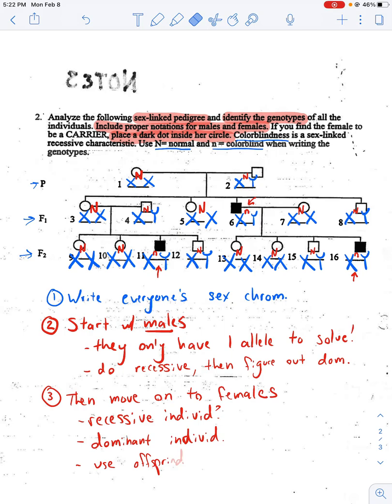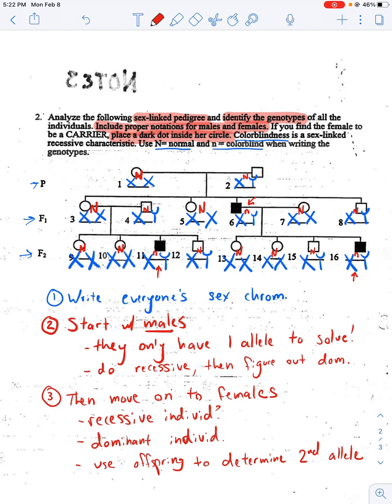Oops, that's supposed to be a G. To determine the second allele, how are you going to do that? Well, remember that fathers give the Y chromosome to their sons and women give the X chromosome to their sons.